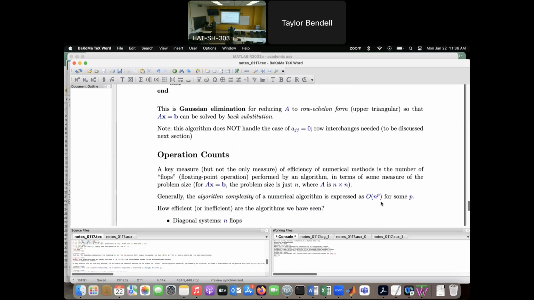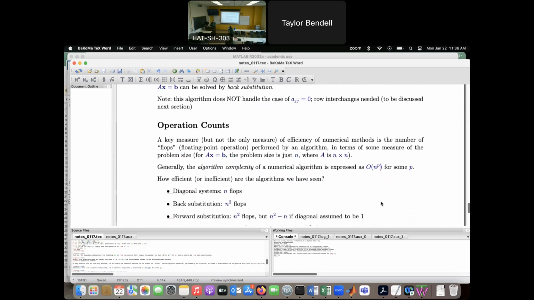Actually, I think those will be the only choices we'll see. It's pretty hard to get something that's cheaper than order n, where n is the size of your input. And anything like order n to the fourth or more is too inefficient.